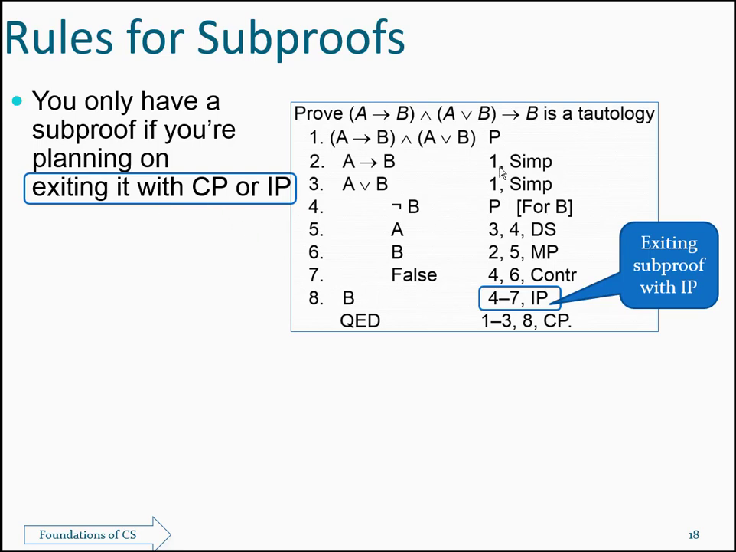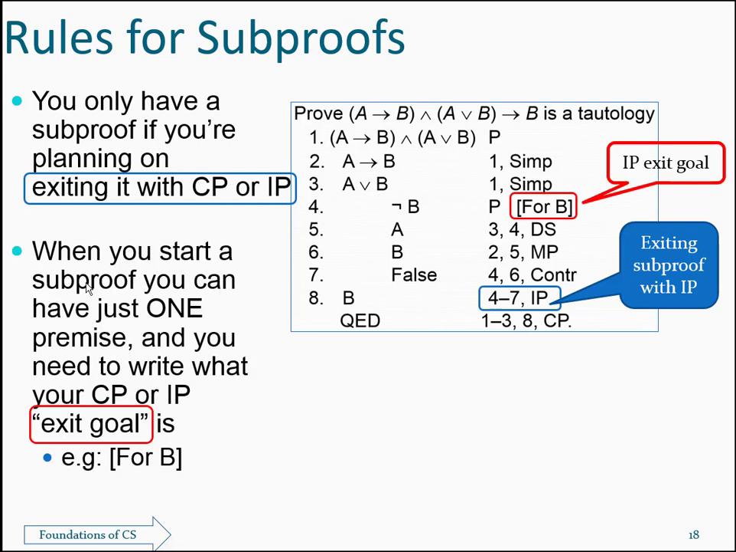For example, here is our subproof in here, and we exited it, right? We outdented with an IP, okay? When you start a subproof, you can have just one premise, and you need to write what your CP or IP exit goal is next to it.